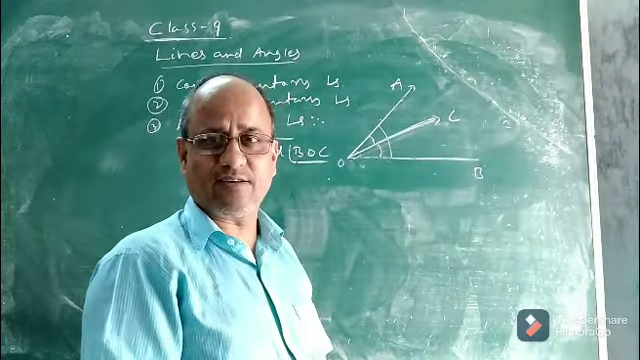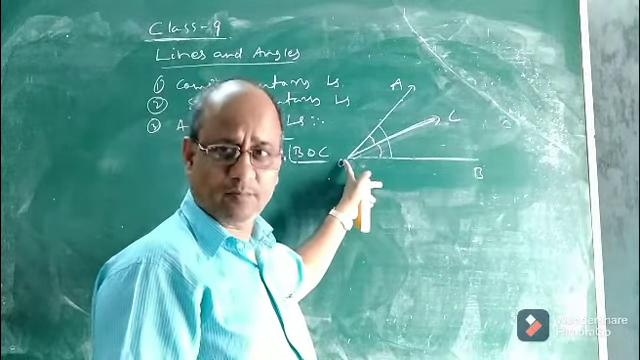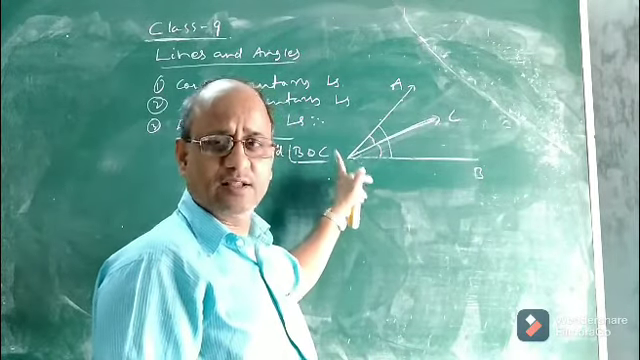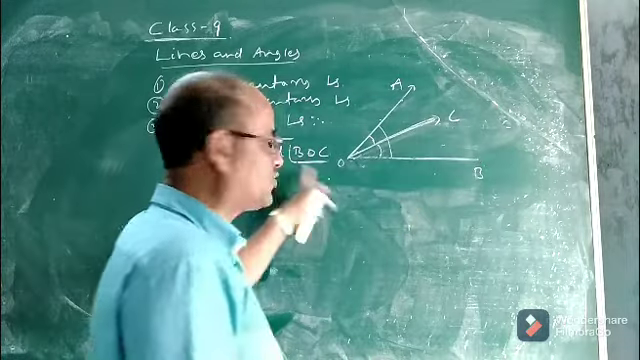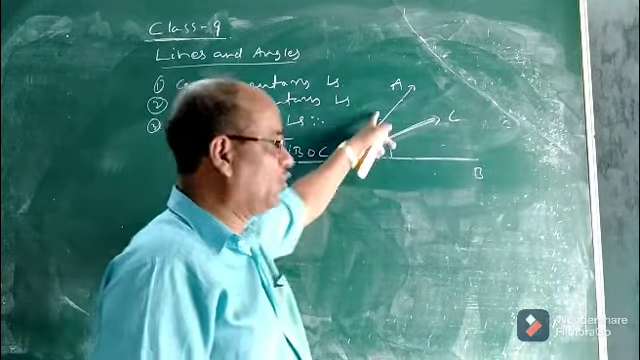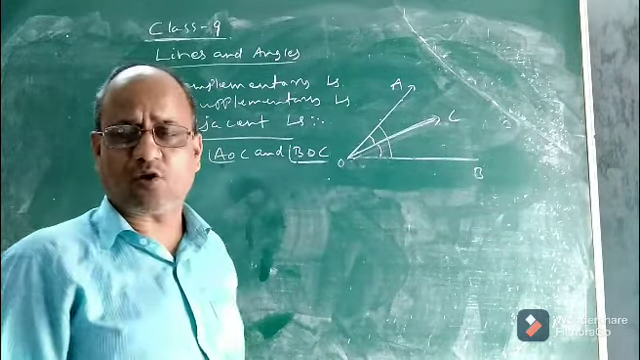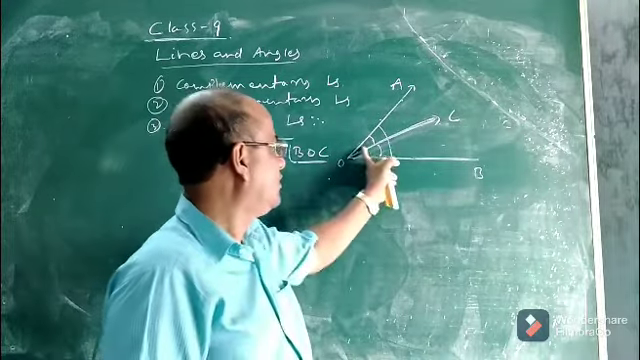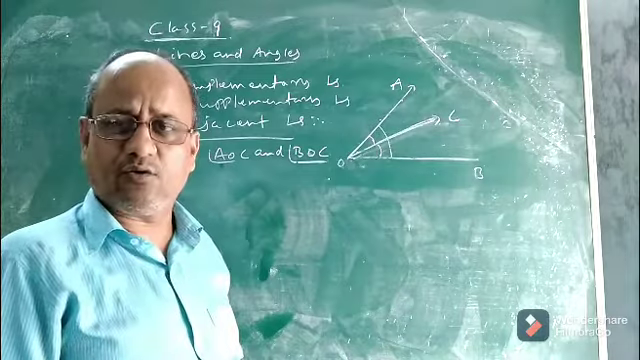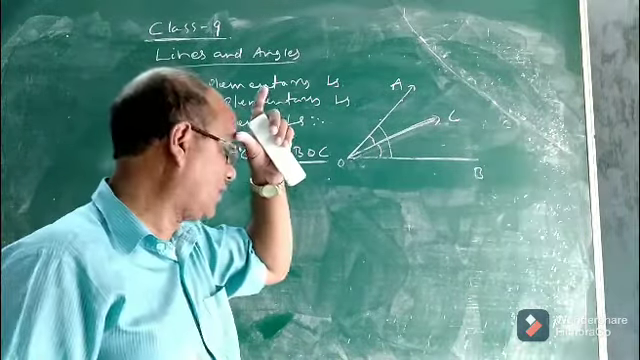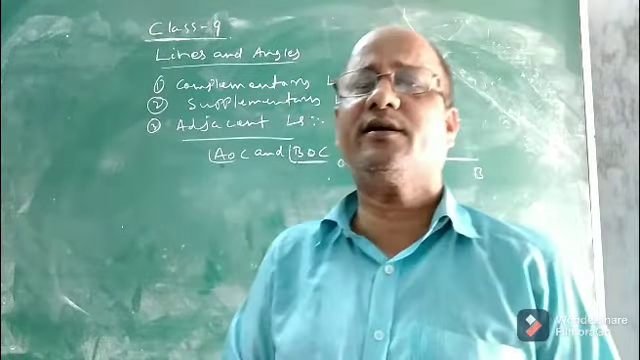So these are the 3 conditions. First condition: two angles should have a common vertex. Yes, it is true in this case. Then they should have a common arm. Yes, it is also true because OC is the common arm of these two angles. Then the two non-common arms must lie on different sides of the common arm. Only then do we say that these two angles are adjacent angles. So what are the three conditions for a pair of angles to be adjacent?